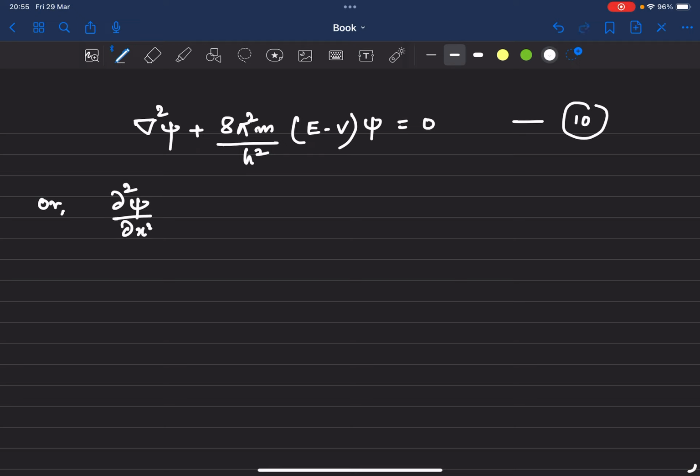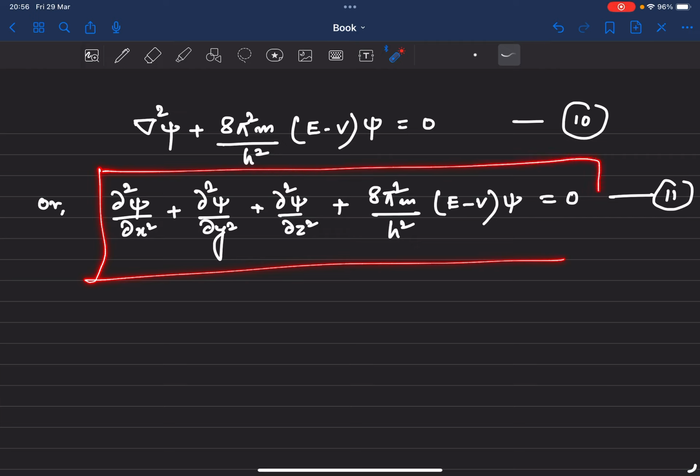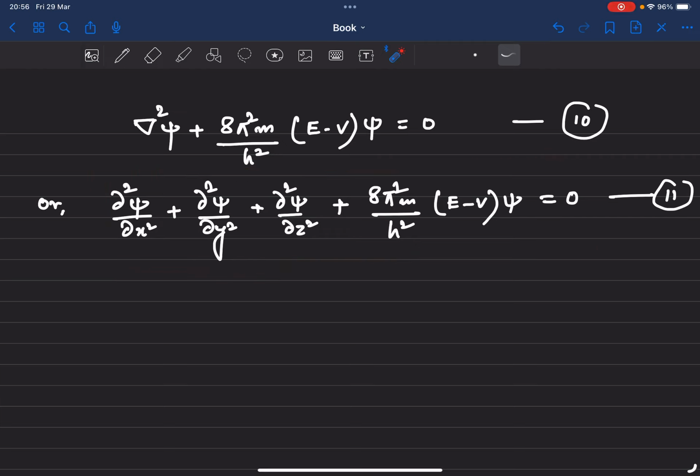∂²ψ/∂x² + ∂²ψ/∂y² + ∂²ψ/∂z² + 8π²m/h² (E − V) ψ = 0. So you see this is another form of the Schrödinger wave equation, equation 11. Now this is actually the complete form of the Schrödinger wave equation. This is what we have now derived. Our main focus was to derive this expression, the Schrödinger wave equation, which we have now completed.